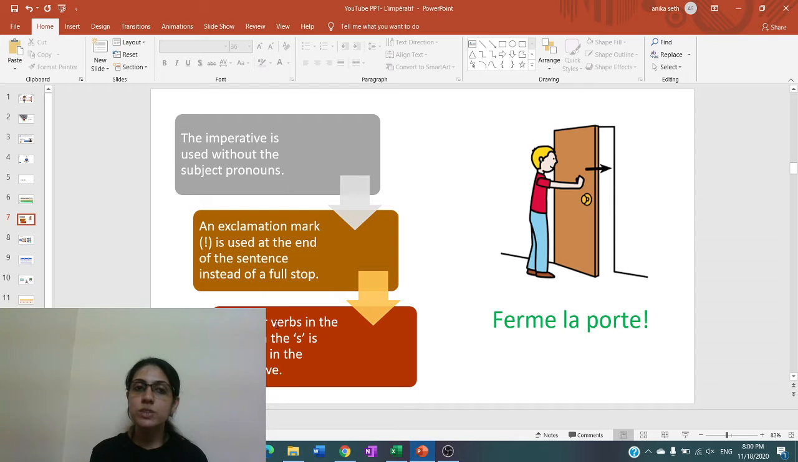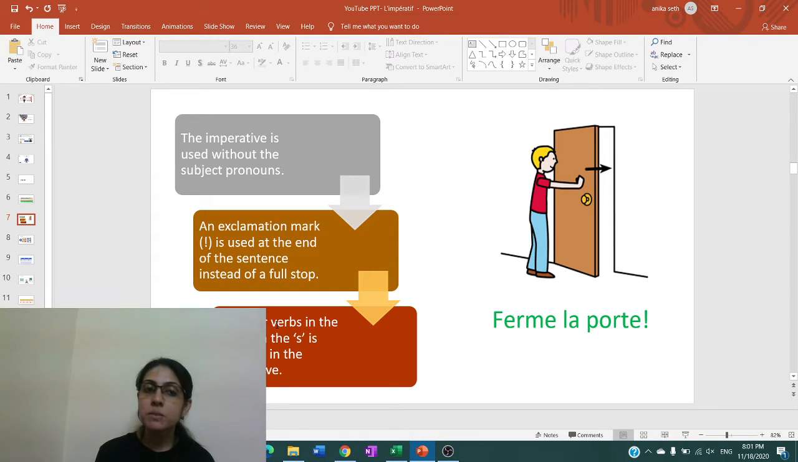After that, the next rule is that the imperative is used without the subject pronoun. Without the subject pronoun means it is independent. It does not contain the subject pronoun with the conjugation of the verb. So, when you are giving an instruction, even if it is directed to only one person, that is, you are using the tu form, we do not place the subject pronoun with the verb. It is just the conjugation of the verb that is used in the imperative form.